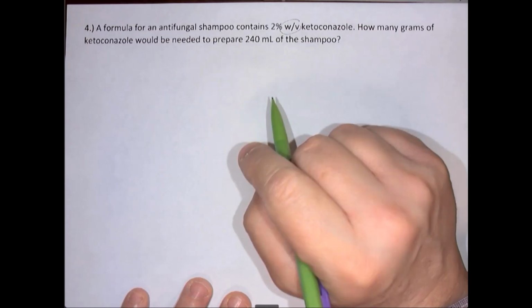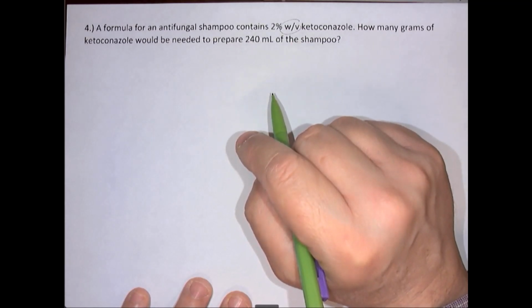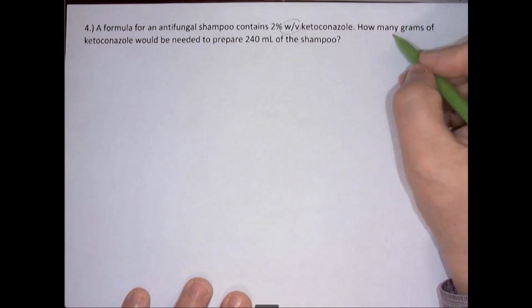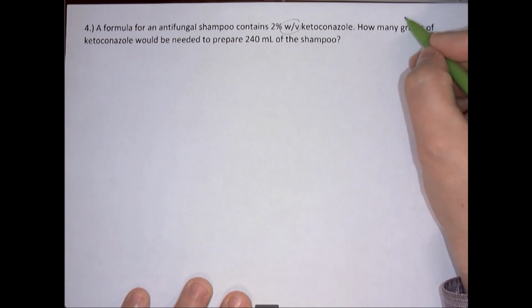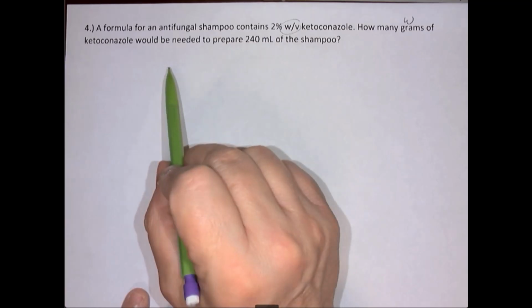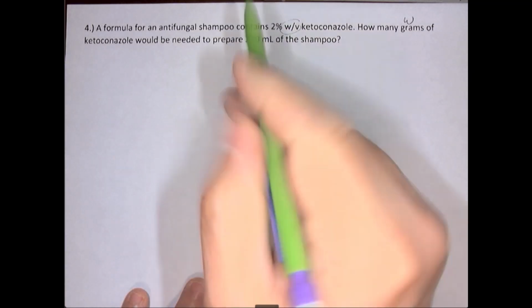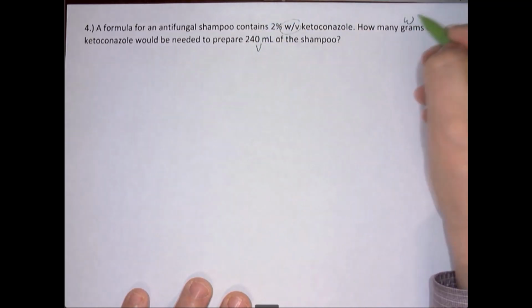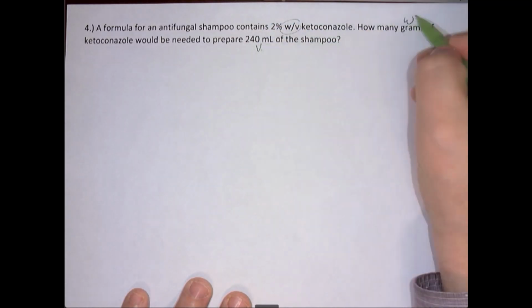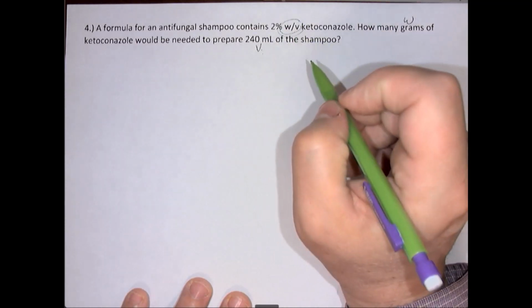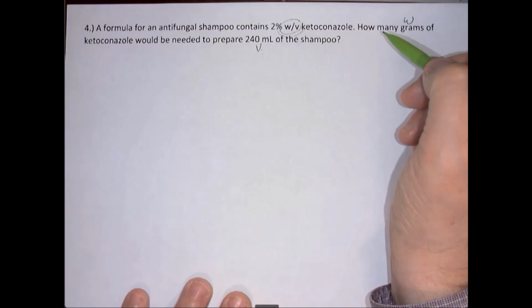But if it didn't tell us that explicitly, here we see it's how many grams, so that's a weight, of the ketoconazole would be needed to prepare 240 milliliters, which would be a volume. So we could quickly see this is definitely a weight to volume concentration, which is consistent with what they tell us right here. Okay, so they're asking, let's see, formula.